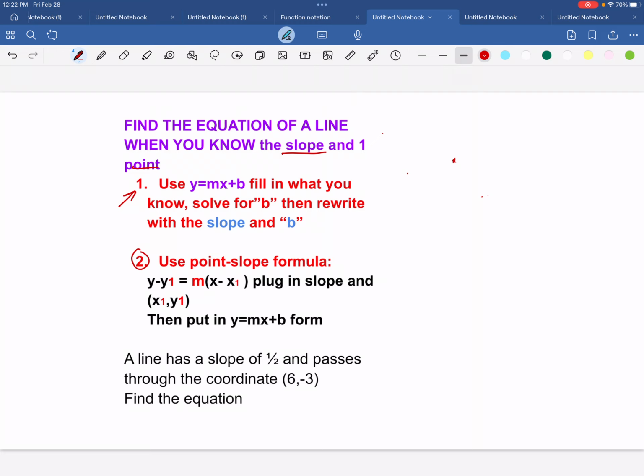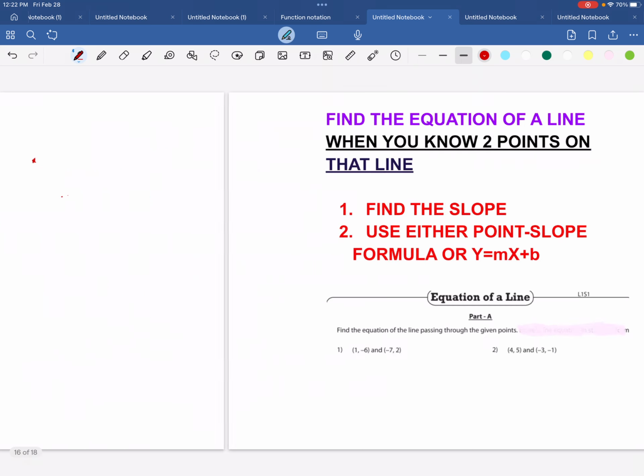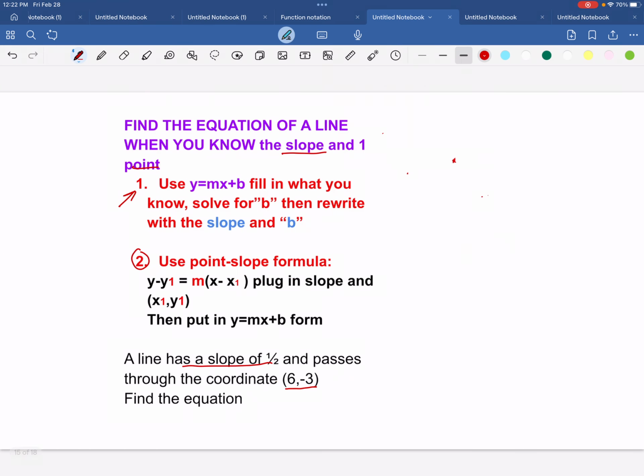So here's an example. We have a slope of 1/2 down here, and we have a coordinate, 6, -3. The first thing I want to do is label this.